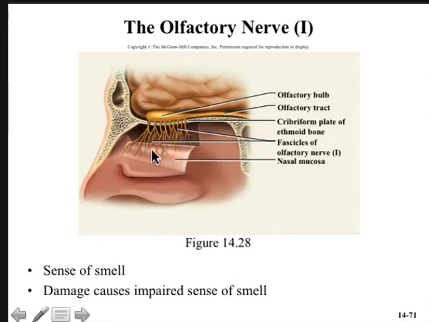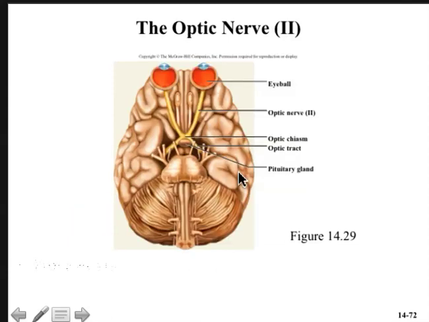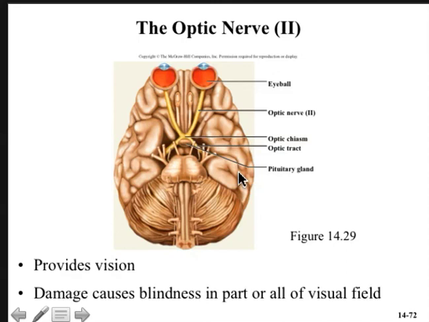The nasal mucosa is essentially the housing for these fascicles of the olfactory nerve, and in order for odor to be detected, the molecule has to be dissolved in air, and as a result, the receptors can then bind to the odorants, producing a stimulation that goes back to the olfactory cortex of the brain, and we then are aware of odor. Okay, the optic nerve provides our sense of vision.